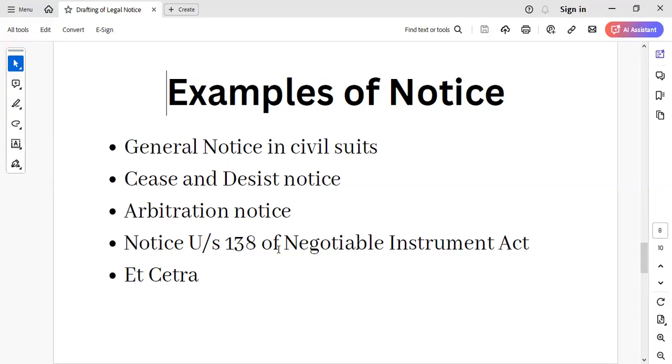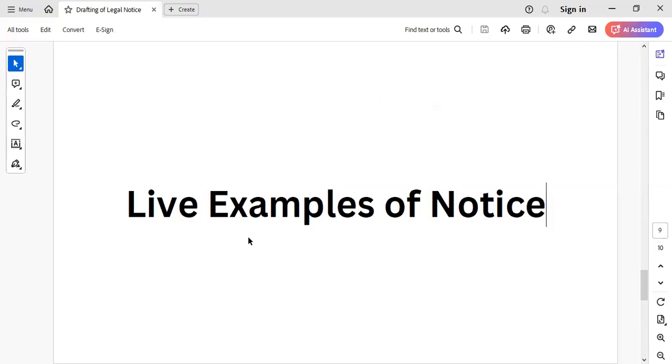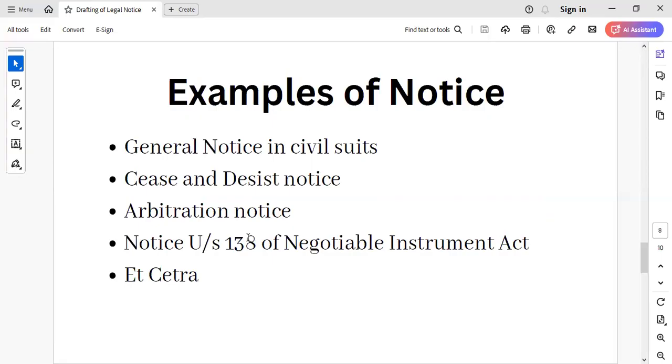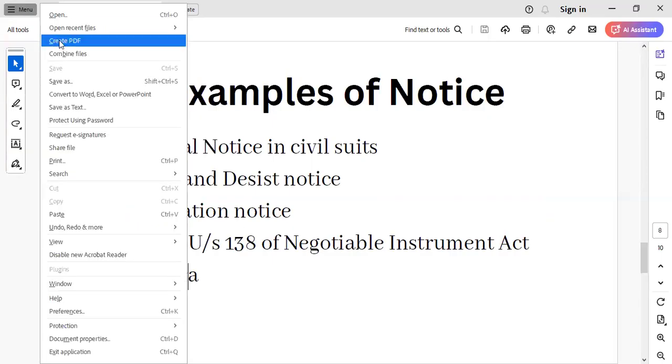Then the most common notices are under section 138 of the Negotiable Instruments Act, of which I will show you one example. And there are other types of notice. I will give you the different formats of the notice. Don't worry. Any doubt in the examples of notices? Any doubts still here? No, sir.